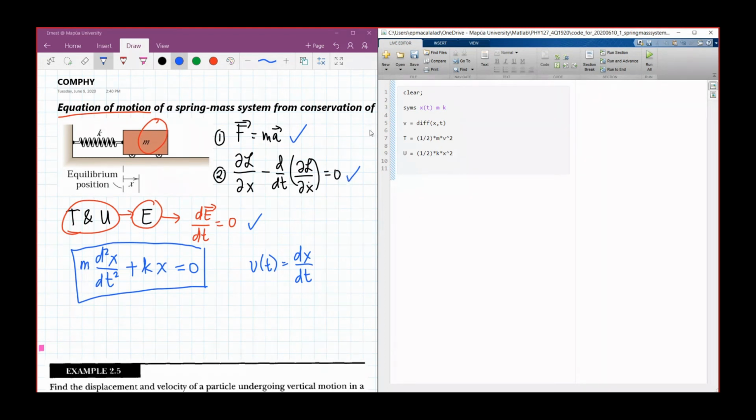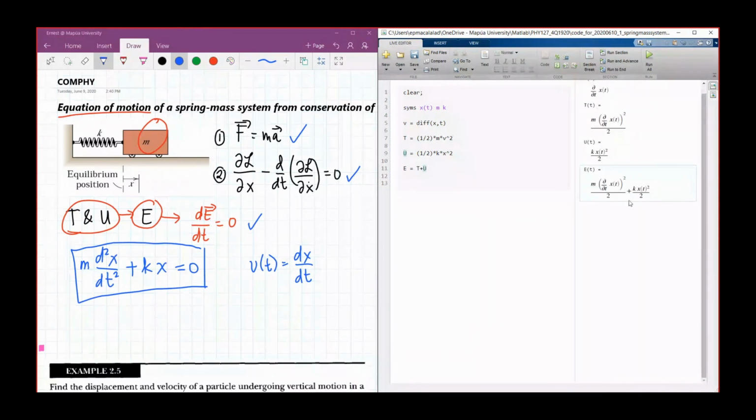So this is 1/2 kx squared. Let's try first. Here we define the kinetic and potential energy of the system. When we run, these are our results. This is your velocity function, this is your kinetic energy, and this is your potential energy. Therefore, we can define our total energy. Let's run again. So this is the total energy.